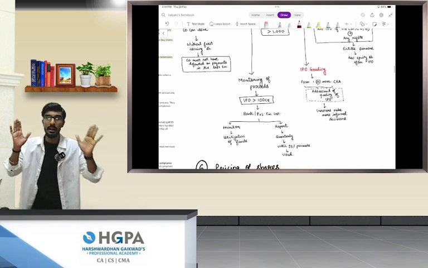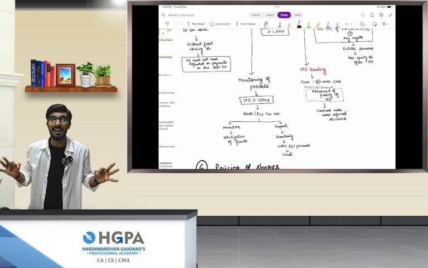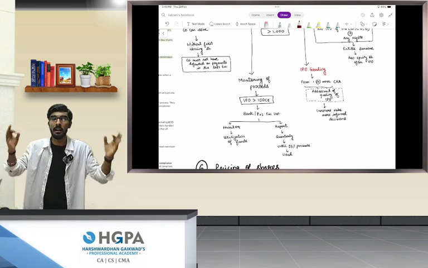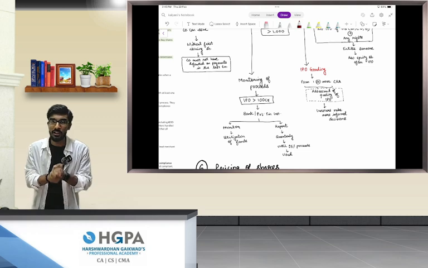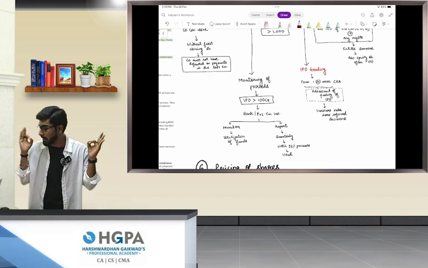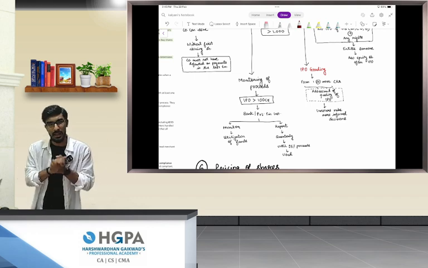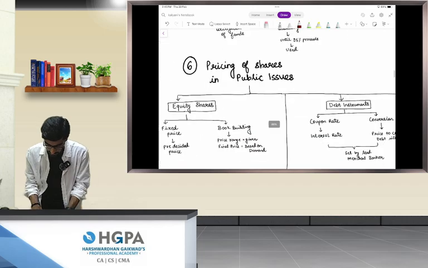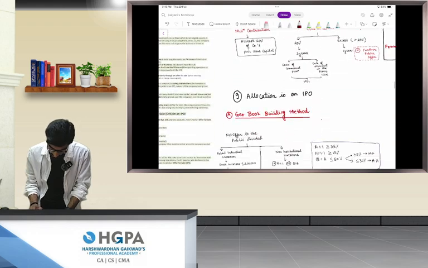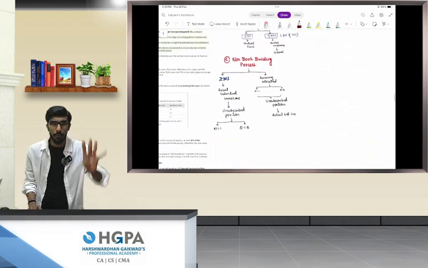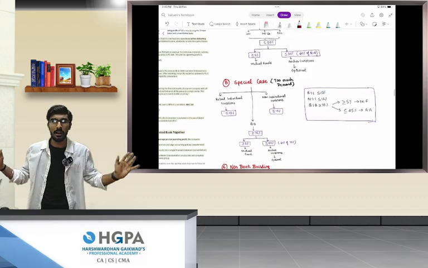Clear? Till here we are done with the most difficult topics of raising finance from capital markets. In just 1 hour we are done with the most difficult topics of raising finance from capital markets. Let's quickly cover the remaining topics. How many topics are remaining? 1, 2, 3, 4. 4 topics are remaining, people. That's it, we are done.